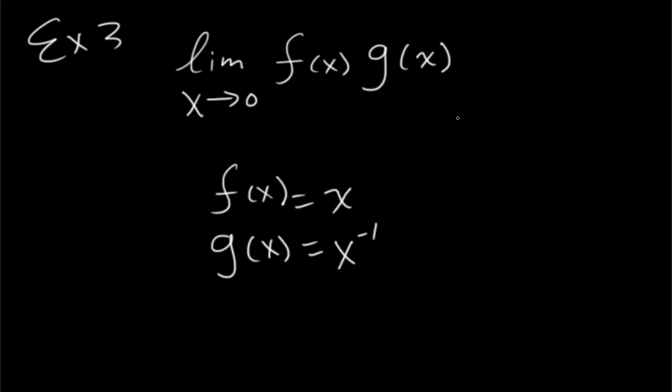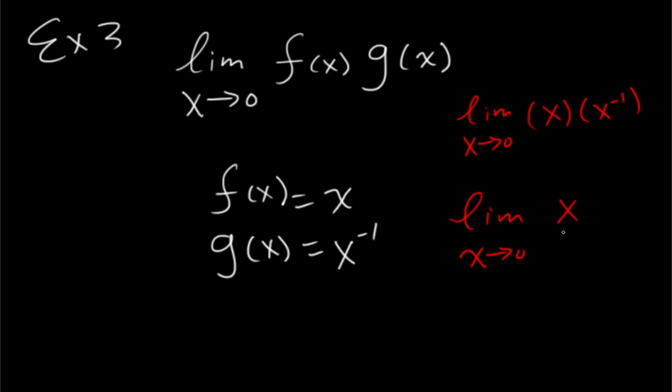Okay. So if we were to plug those in, we would get the limit as x approaches 0 of x times x to the negative 1, and the limit as x approaches 0 of x over x is another way you can think of that, because x to the negative 1 means it comes down to the bottom. And so the limit as x approaches 0 simplifies just to a 1, and so therefore the limit would just end up being a 1.